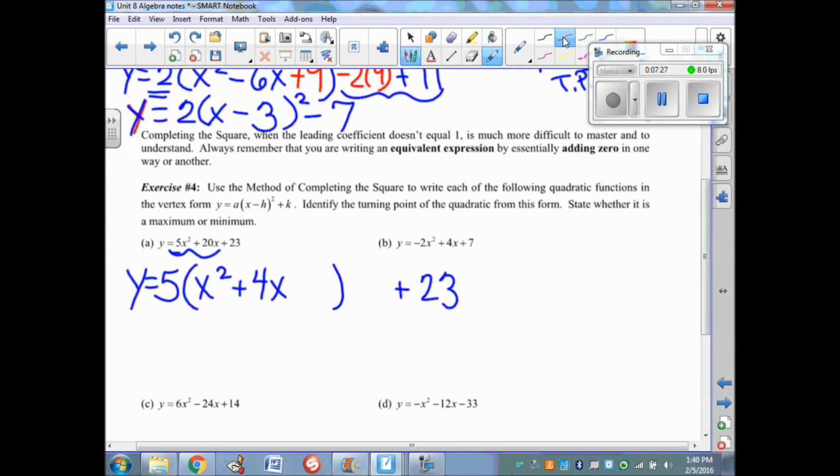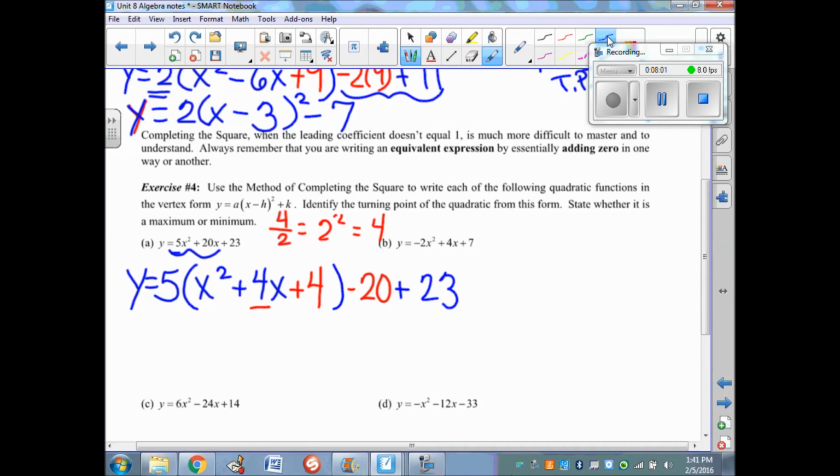So now I'm starting the process of completing the square. So I'm going to take half of my B. So half of that is 2. 2 squared is going to be 4. So I'm going to add 4. But because I've got that 5 factored out in front, I'm not just adding 4, I'm technically adding 20. So in order to offset adding 20, I have to subtract 20. So I'm going to write that just as is.